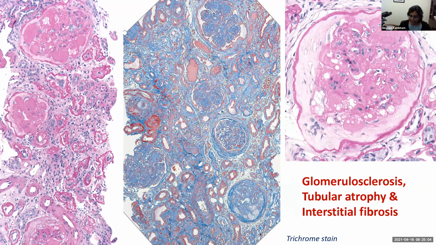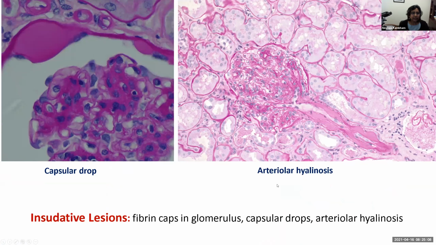But this is like getting towards the end stage kidney. So other terminologies that you might come across in our biopsy report are insudative lesions, where there is insudation of plasma proteins. It can be fibrin caps in the glomerulus we talked about, or capsular drops. Capsular drops is where similar insudative material is tracking along the Bowman's capsule.